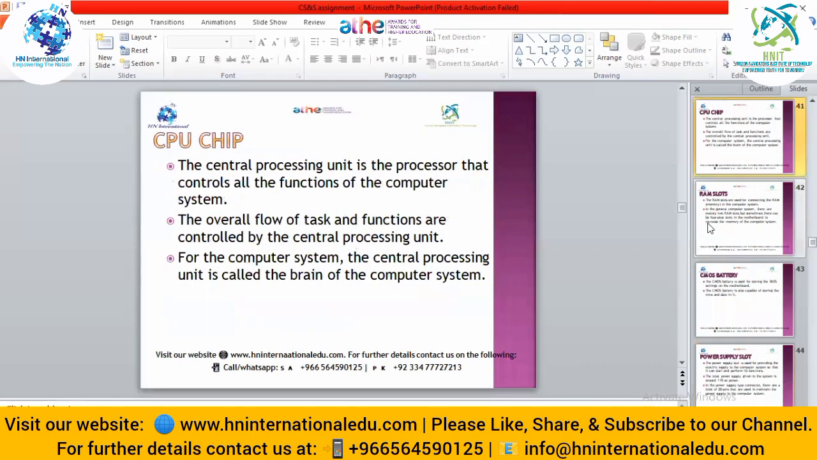CPU chip, the central processing unit, is the processor that controls all functions of the computer system. The overall flow of tasks and functions is controlled by the central processing unit or CPU chip. For a computer system, the central processing unit is called the brain of the computer.